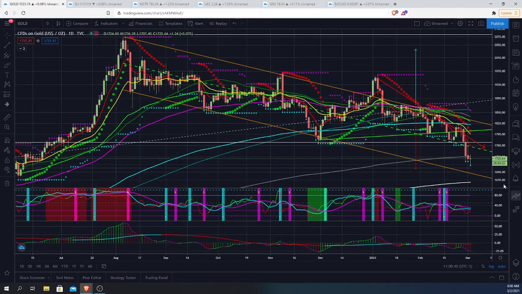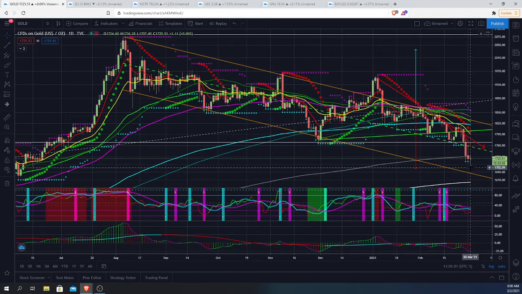But gold is still operating inside this channel. We did exactly what I said. We had that support down here. We broke down from the support. We got that capitulation event. We almost hit the measure move. I had the measure move coming down to low 1700s, high 1600s. Our low down here came in at 1707. So as far as I'm concerned, we hit that measure move.